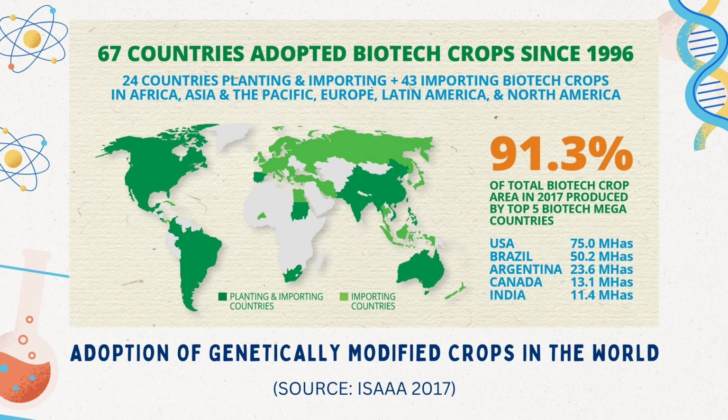Canada, the fourth largest producer of biotech crops in 2019, planted 12.46 million hectares, or 7% of the global biotech crop area. And lastly, India is the fifth largest producer of biotech crops in the world in 2019 and planted 11.9 million hectares of Bt cotton, reaching a 94% adoption rate.